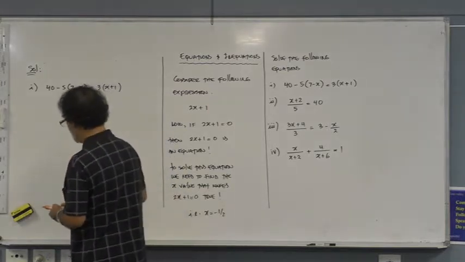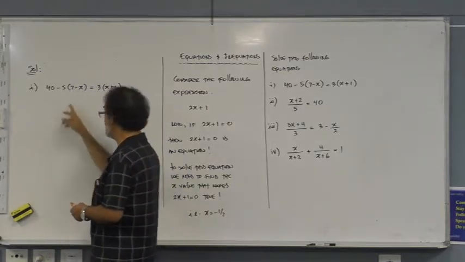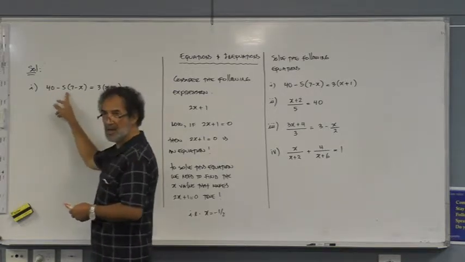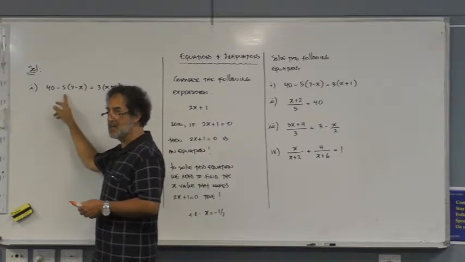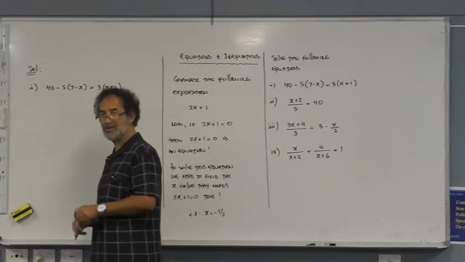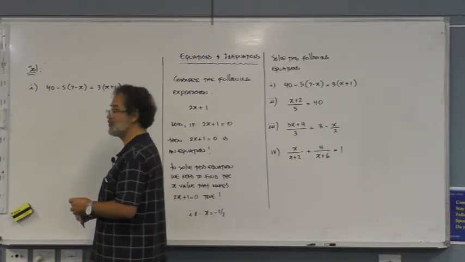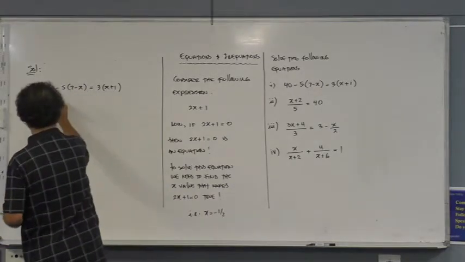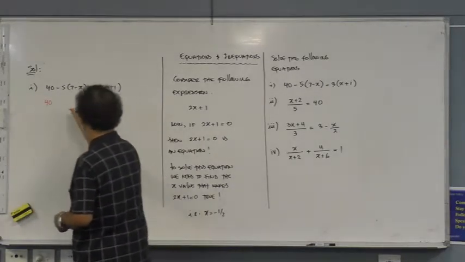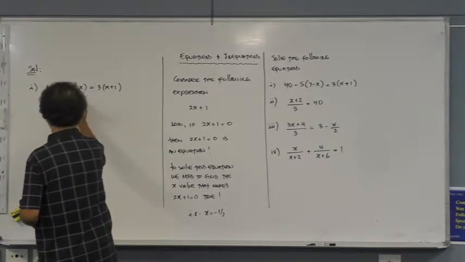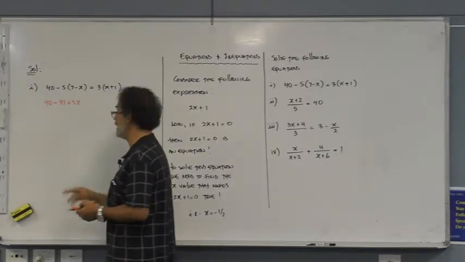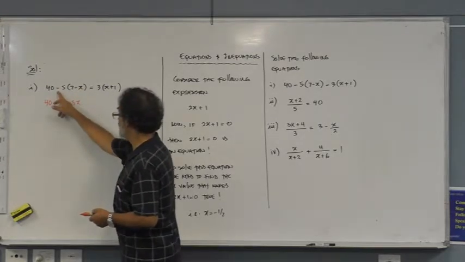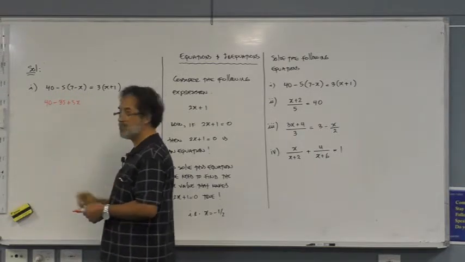A typical mistake is that some people start by doing 40 minus 5. That would be very silly. That is not what you're supposed to do. I'm assuming that you know that very well, but just in case. Here we say 40, and then we remove the bracket, so we do 35 and then plus 5x. The reason is that negative 5 times positive 7 is negative 35, and negative 5 times negative x is positive 5x.